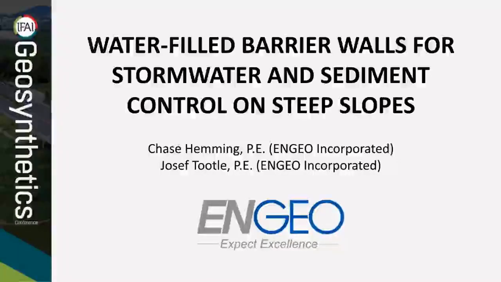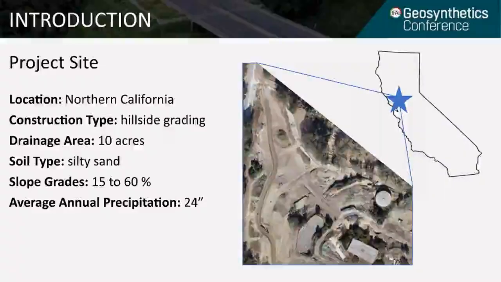It's called Water-Filled Barrier Walls for Stormwater and Sediment Control on Steep Slopes. To start with a bit of background, the case study took place at a hillside grading construction project in Northern California, and the contractor needed to work throughout the rainy winter season in order to meet the construction schedule demands.